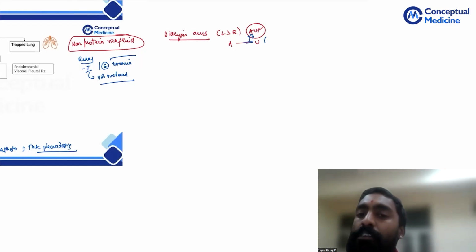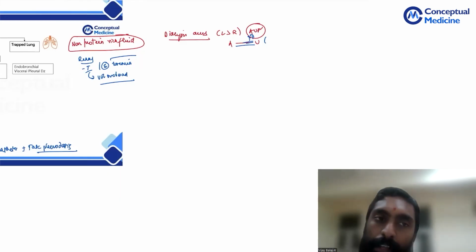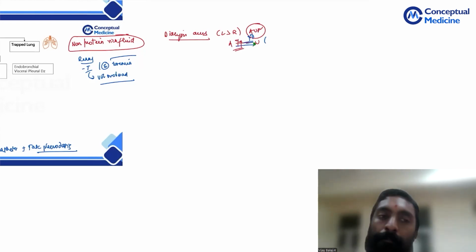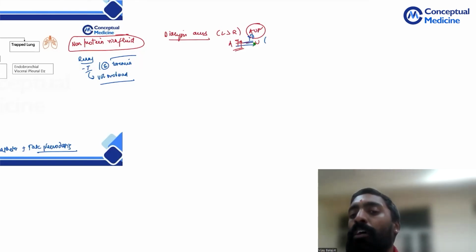So why are you going to get this effusion? Normally, if you connect an artery to a vein, it is going to flow normally. Whereas when it is chronically happening, sometimes you may get some blockages. Once this blockage happens, your pressure will increase and you're going to get an effusion. Because of this block, at the proximal end, the flow will be very high.